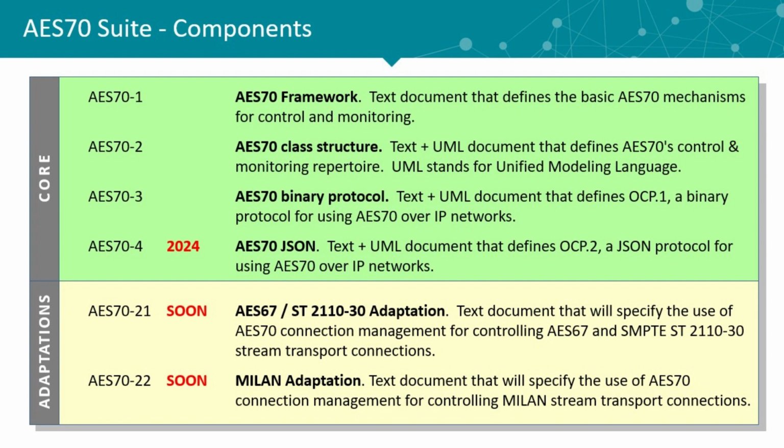And then some other things down at the bottom there are what's called adaptations. These are customizations, specializations of AES70 for particular purposes, and these two are for connection management. So the basic core standard has a generalized model, which I'll describe tomorrow, but the model is customized for particular transport protocols. AES70-21 is going to be how to use AES70 to manage AES67 and SMPTE 2110 connections. AES70-22 is how to use AES70 to manage Milan AVB connections.